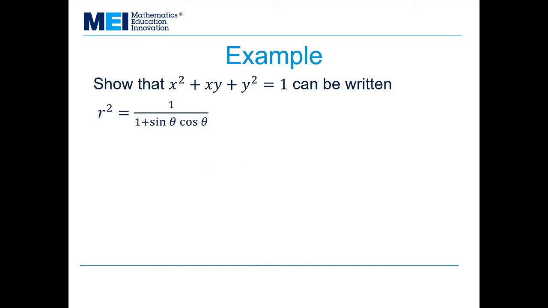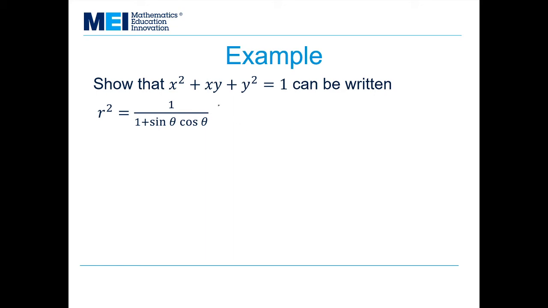What about going back the other way then? We've got something in Cartesian coordinates and we want to write it in polars. Well, a question might look like this. Show that x squared plus xy plus y squared equals 1 can be written r squared equals 1 over 1 plus sin theta cos theta.